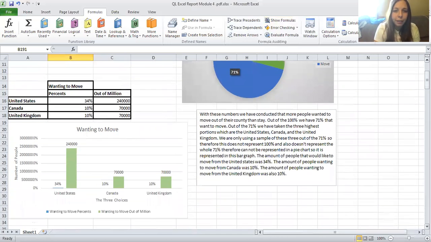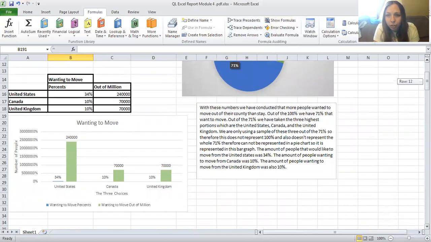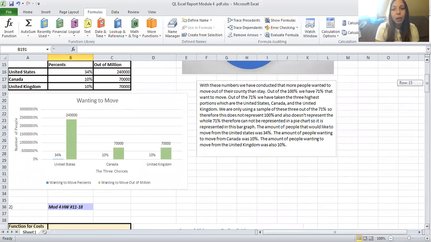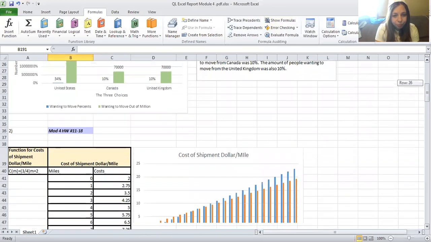Here's the bar graph down here to represent the 3 portions. The amount of people that would like to move from the United States was around 34%. You can see here. The amount of people wanting to move from Canada was around 10%, and the amount of people wanting to move from the United Kingdom was also around 10%. All right, moving on down. We're going to go down here to number 2.